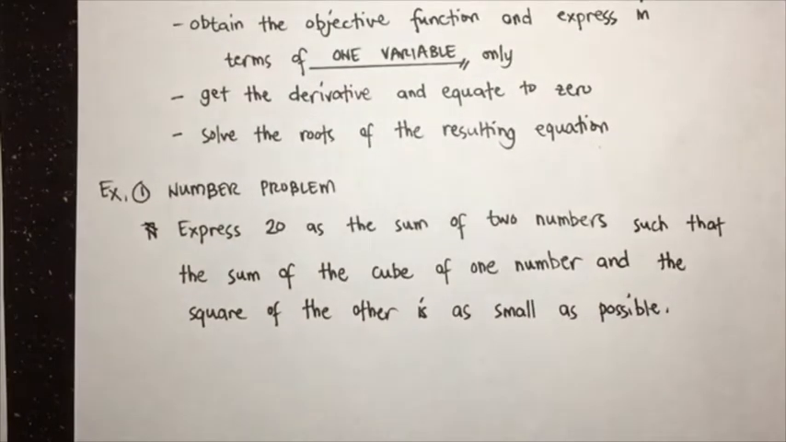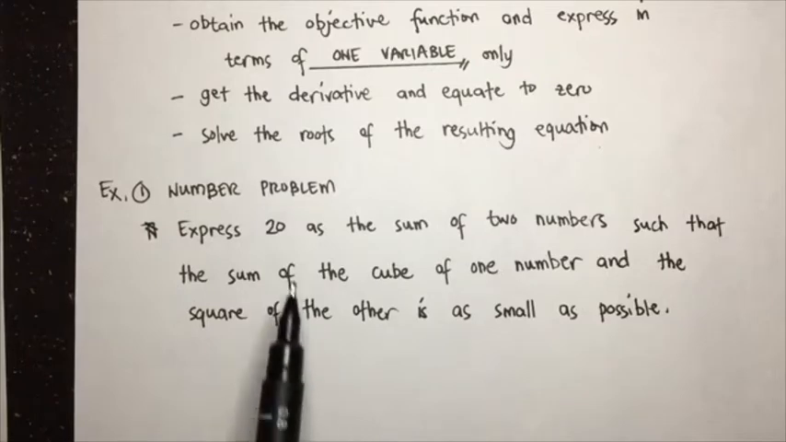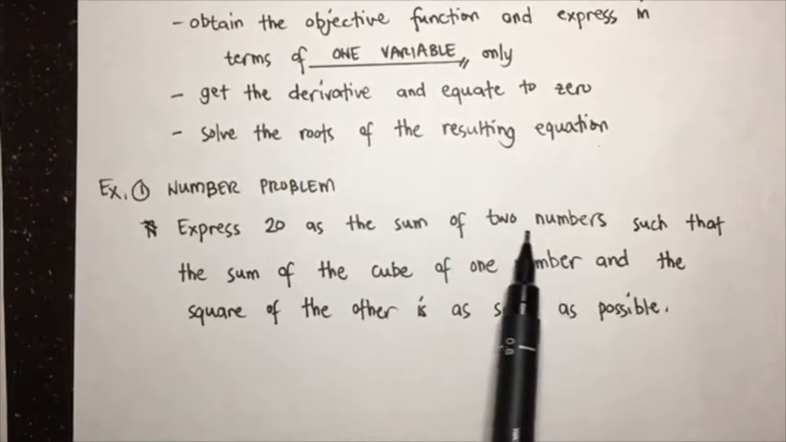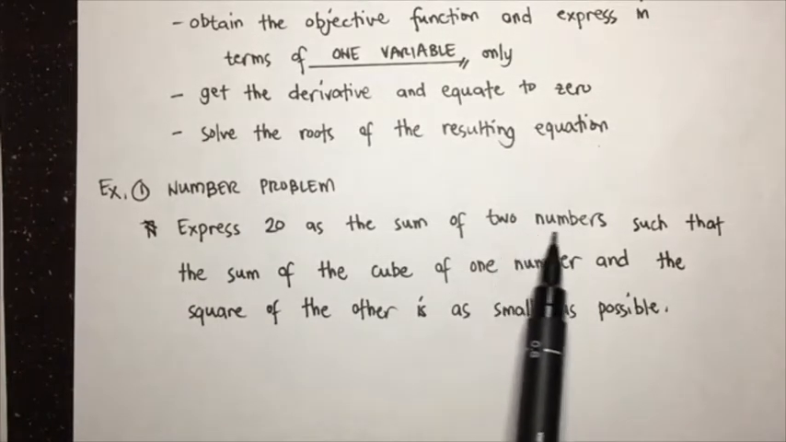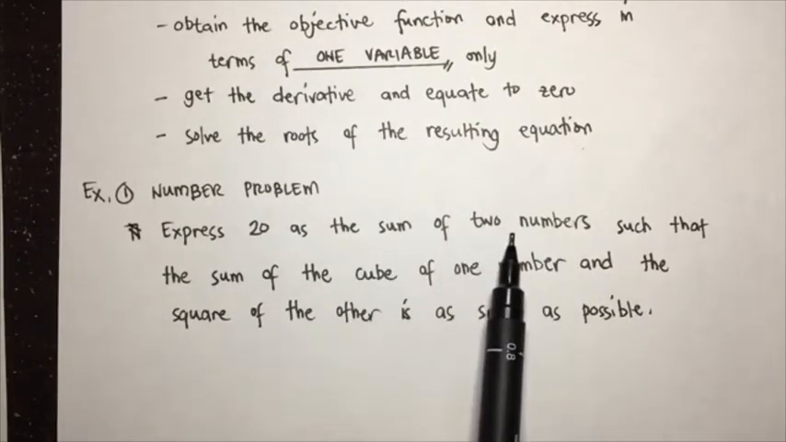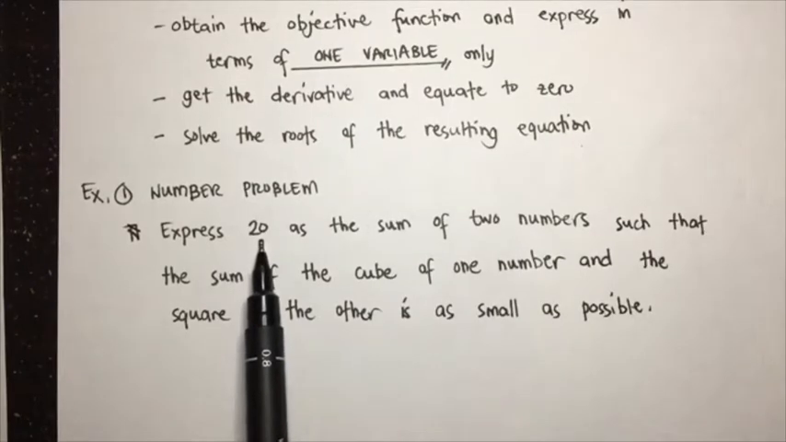Okay, so for our first example, we have a number problem. Express 20 as the sum of two numbers such that the sum of the cube of one number and the square of the other is as small as possible. We need to solve here the two numbers. We are given here that the sum of the two numbers is 20.